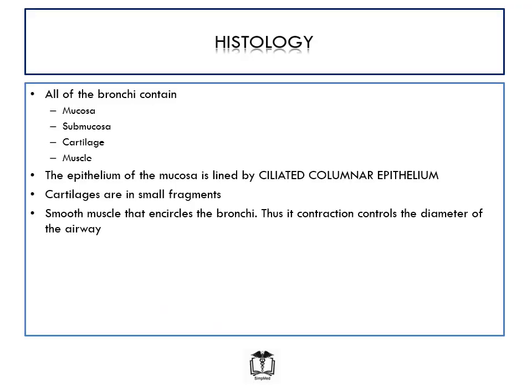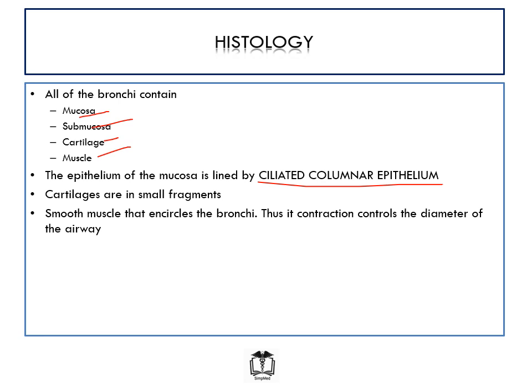Histologically, the bronchi are very similar to the trachea in terms of their walls. We have four major layers of the entire bronchus. These layers, from inside to outside, include the mucosa, submucosa, the cartilages, and the muscles. The epithelium of the mucosa is lined by ciliated columnar epithelium. The submucosa tends to produce a lot of glands that help in secretion into the lumen of the bronchus, just like the trachea.